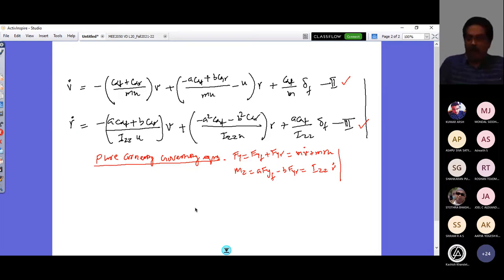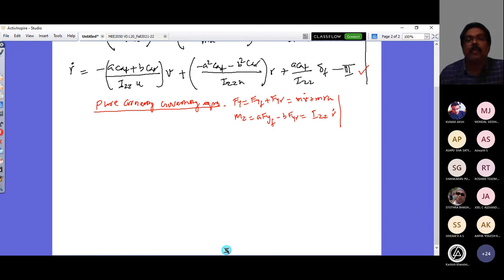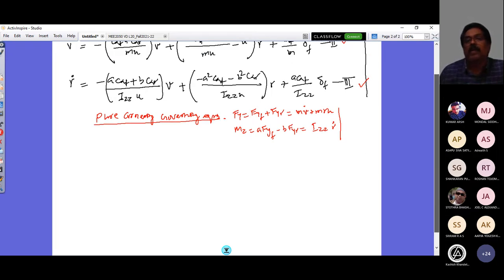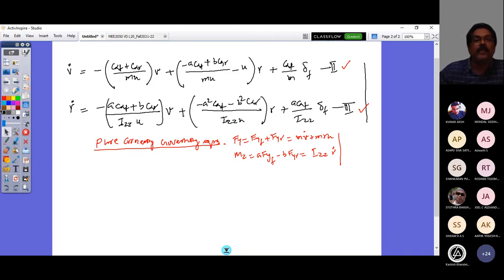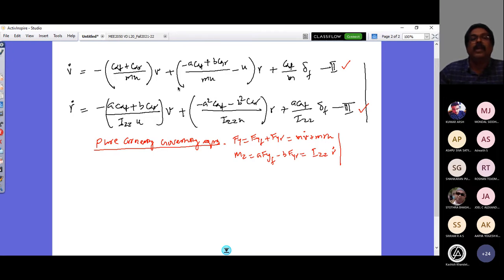Okay, so these two equations I'm going to write in another convenient form now, so that our objective of today's class, to find out the transfer functions, what we mentioned in the beginning, right? So this equation 2 and 3 now, I'm going to rewrite, taking these terms on the other side.